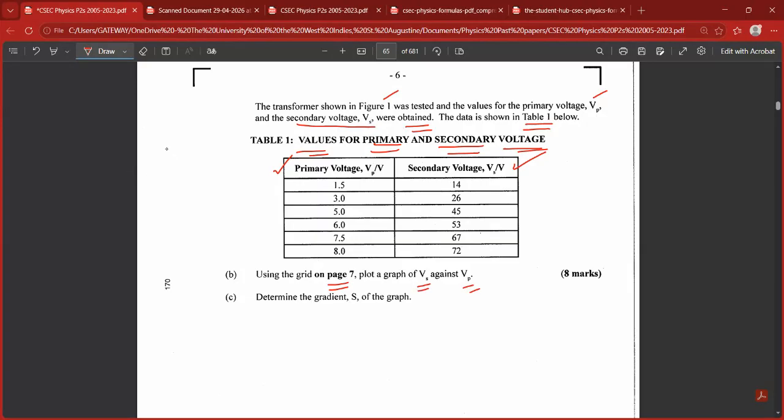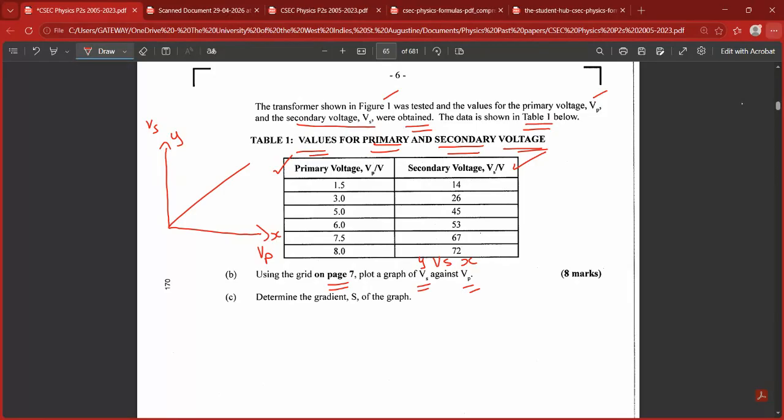When you are asked to plot a graph of Vs versus Vp, on your y-axis you should have Vs, and on the x-axis you should have Vp, because Vs is stated first and Vp is stated second. Generally, that is how it goes: what is stated first in the question goes on the y, and what is stated second goes on the x. For a Vs versus Vp graph, you should get a straight line through the origin.